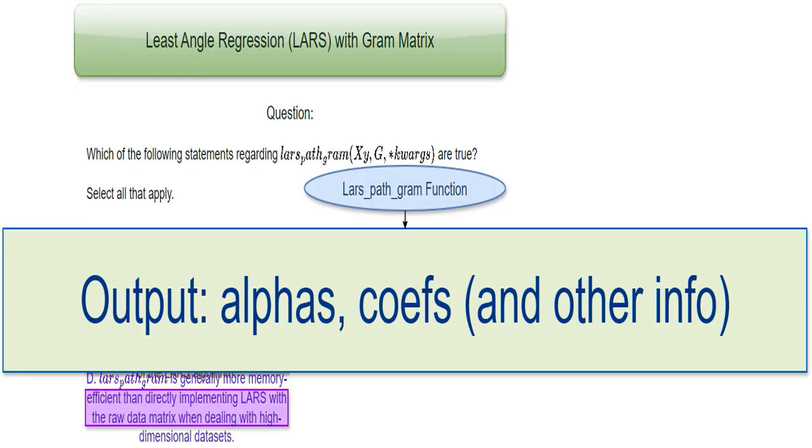After the computation, lars_path_gram gives us important things. Alphas are the values of the regularization parameter during each step of LARS, and coefs are the regression coefficients at each step. We also get additional information, but the alphas and coefs are the crucial outputs that tell us how well the model fits the data at each stage of the process.